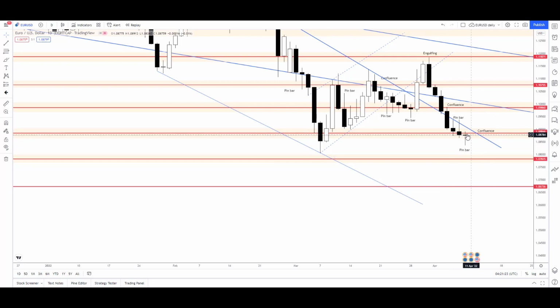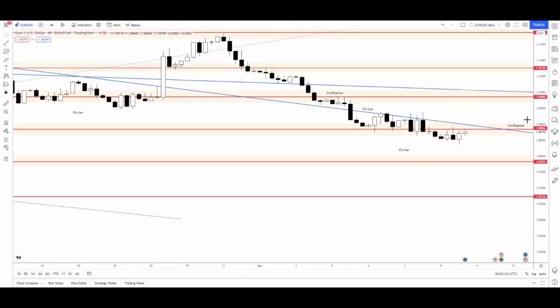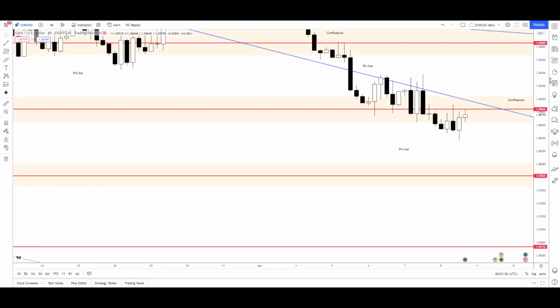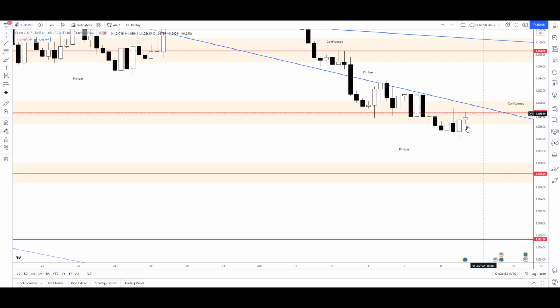So this support level is not anymore a support level, it is a resistance level. What we can see here if we move to a 4-hour time frame: similar scenario here as on the previous breakout on the lower level. We had two bearish pin bars that tested this previous support as now a resistance level.